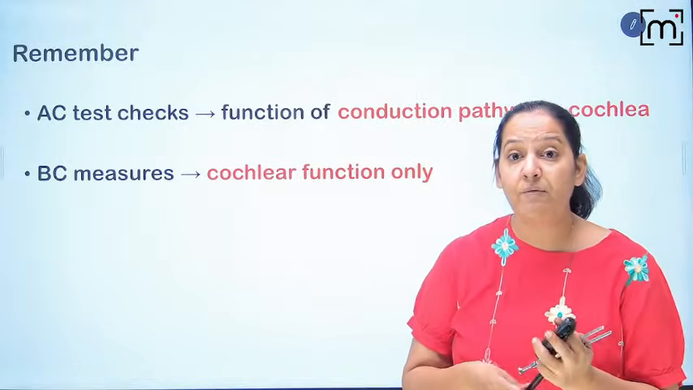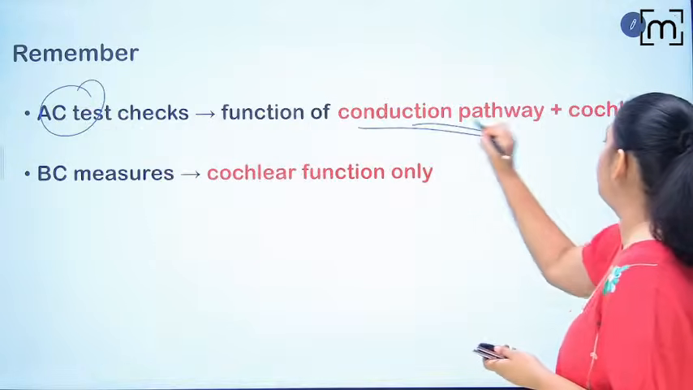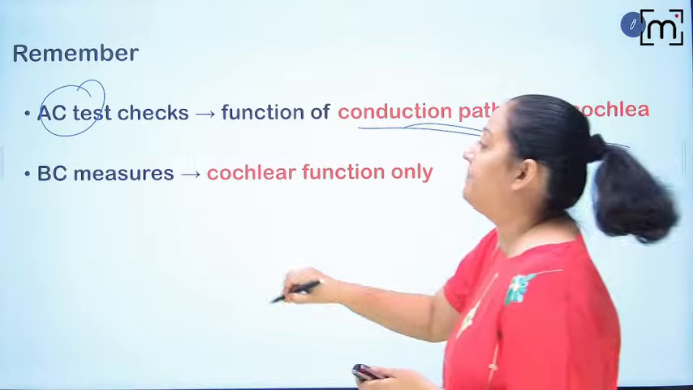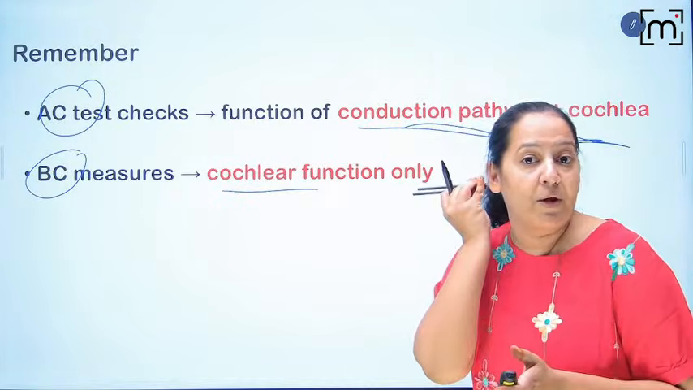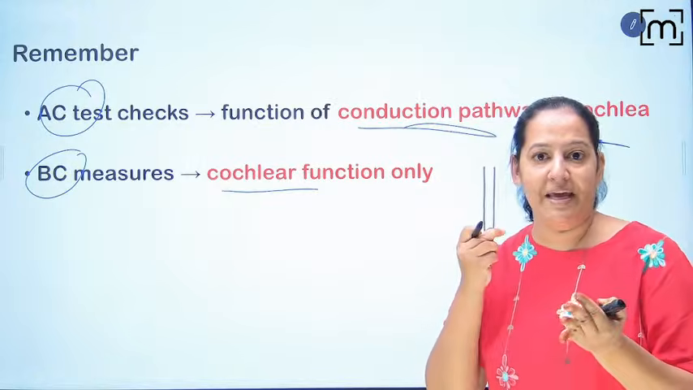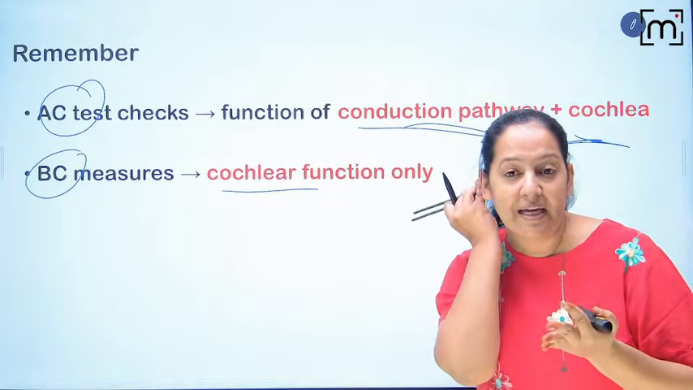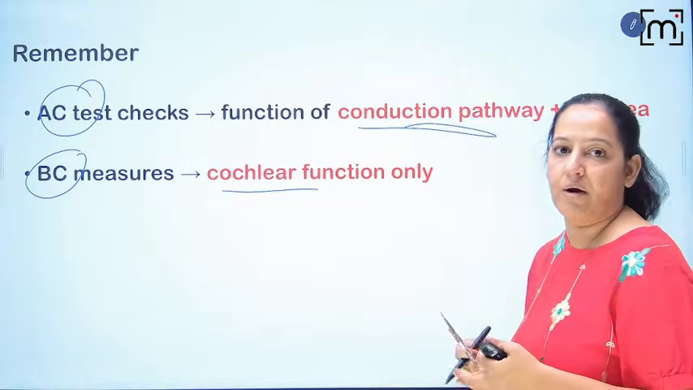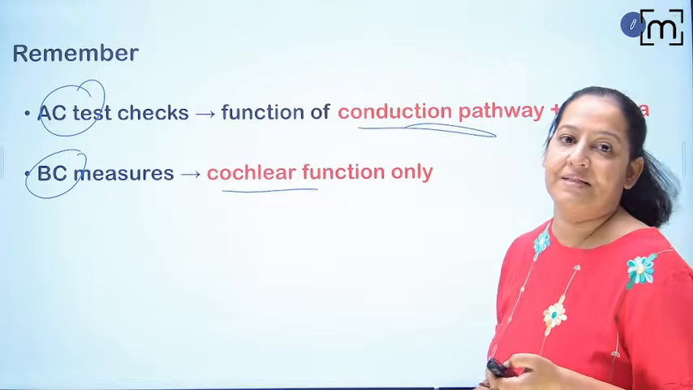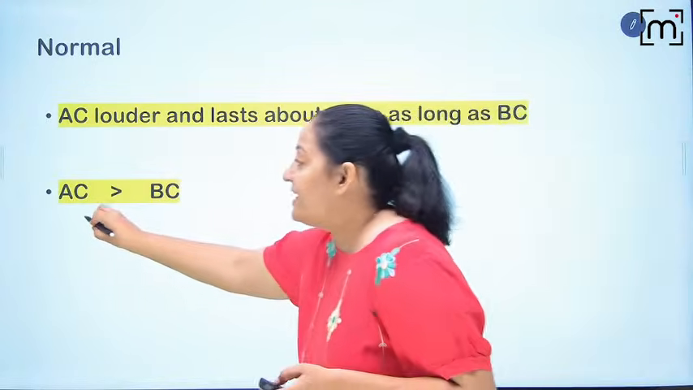Okay, so what is the summary? What I told you here: AC is checking the function of the conductive pathway and the cochlea, both. But BC is checking only the cochlea because it directly stimulates the cochlea. When I do AC, it is going through conductive and then cochlear. But when I do BC, it directly activates the cochlea and tests only the cochlea. So AC is longer than BC. Normally, please learn, AC is longer than BC.